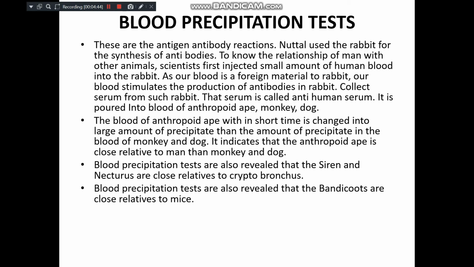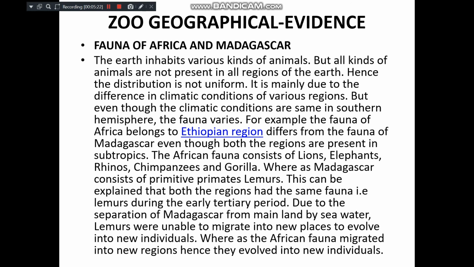What does it indicate? It indicates that the anthropoid apes are closer relatives of man than monkeys and dogs, especially as the higher level of precipitation was shown in the apes. So that means the anthropoid apes, orangutans, or chimpanzees are closer to us than the monkeys. Blood precipitation tests also reveal that bandicoots are close relatives to mice. So, these are certain examples from the blood test.